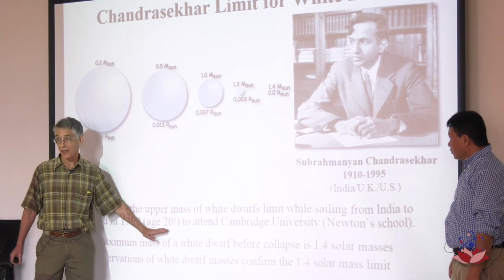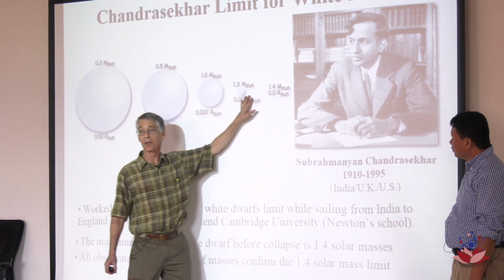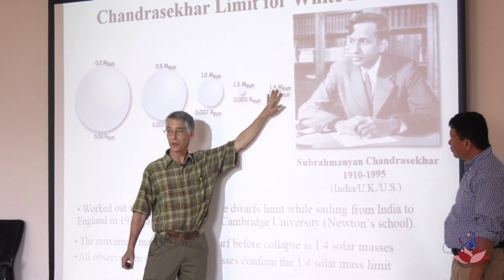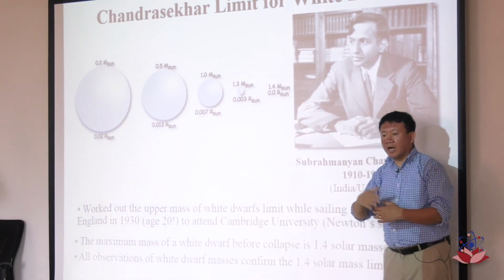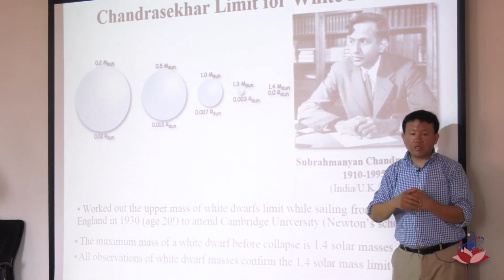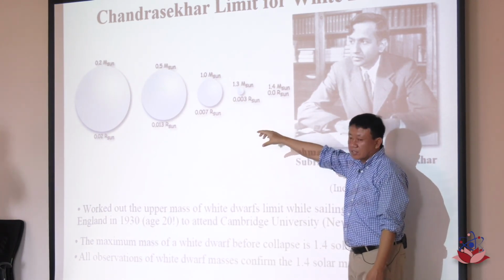He was only 20, but on the sailing trip, he worked out the upper limit of a white dwarf from using quantum mechanics.